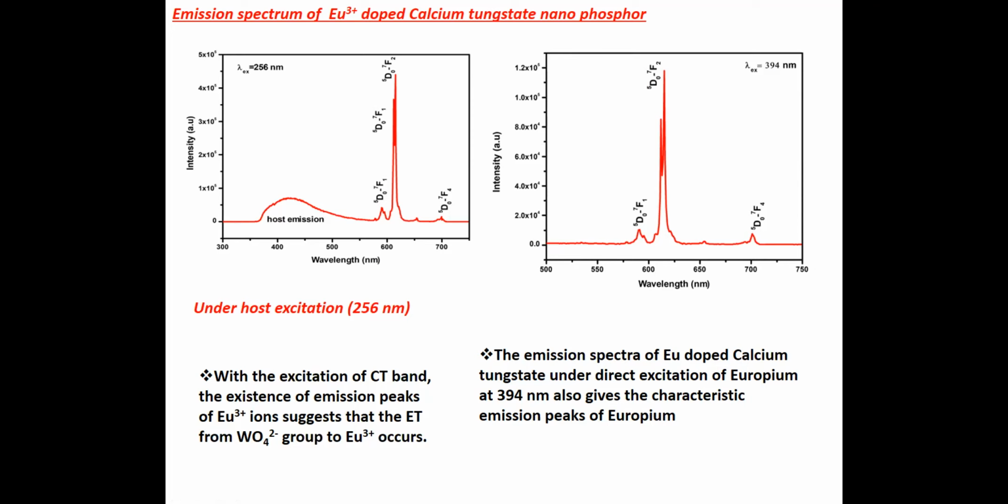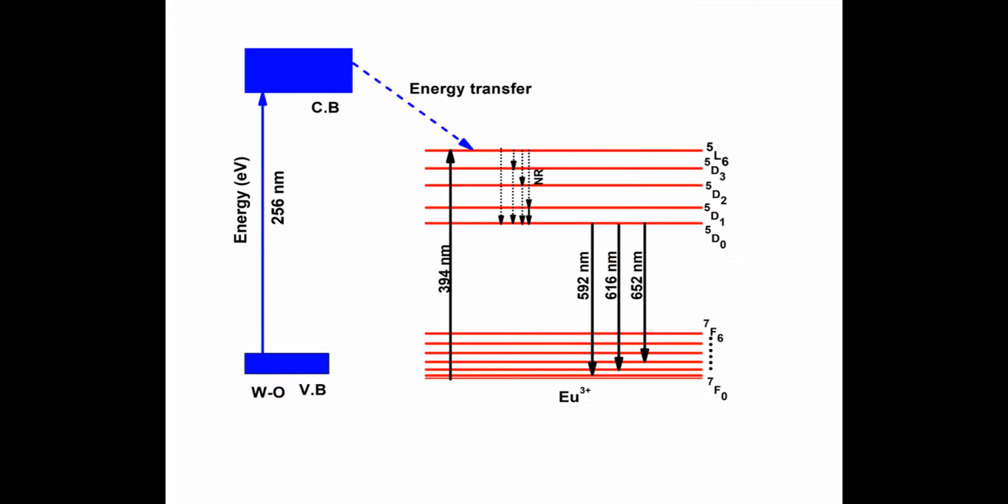Coming to the first figure, we can see that with the excitation of the charge transfer band, we can see the emission peaks of europium, which clearly indicates that energy transfer has occurred from the tungstate group to the europium ion, while under direct excitation of europium ion, we can see the characteristic emission peaks of europium ion only. Next slide, please.